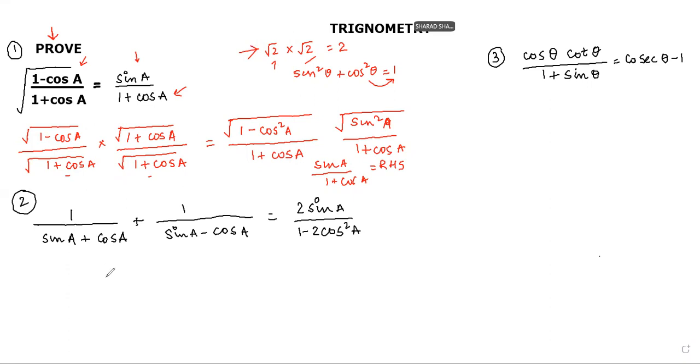All right, let's do the second sum. And here again, we will see what is given on the left-hand side and what is to be done on the right-hand side. So on the left-hand side, there is a fraction given, 1 upon sine A plus cos A plus 1 upon sine A minus cos A. And we have to prove that this is equal to 2 sine A upon 1 minus 2 cos square A.